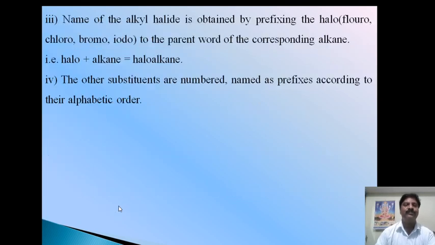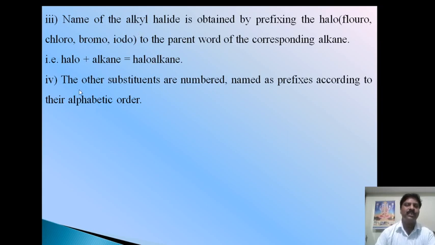And third rule, the name of the alkyl halide is obtained by prefixing the halo, that is fluoro, chloro, bromo, iodo, to the parent word of the corresponding alkane. That is halo plus alkane. It is a haloalkane. Haloalkane is the IUPAC name of that parent compound.